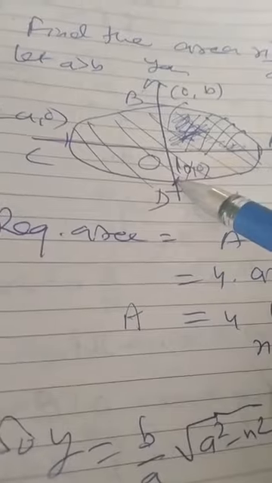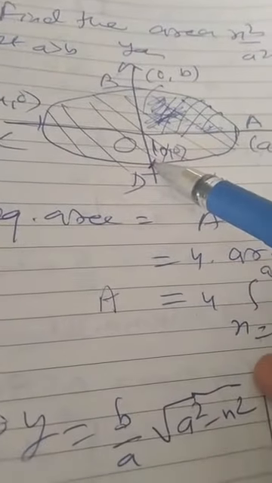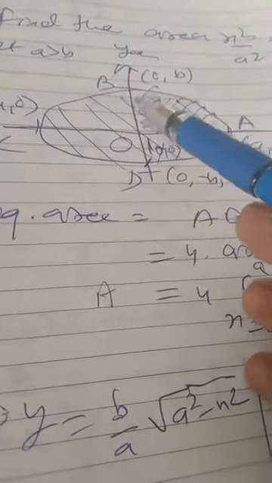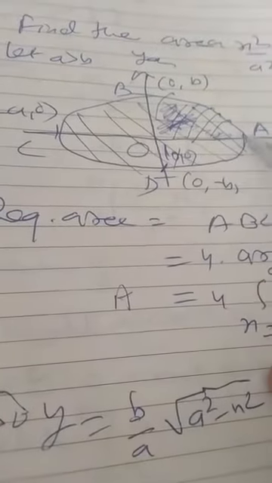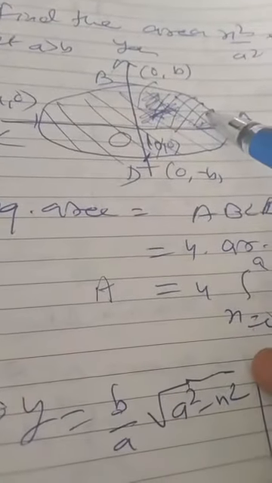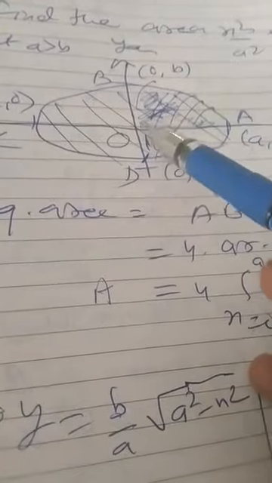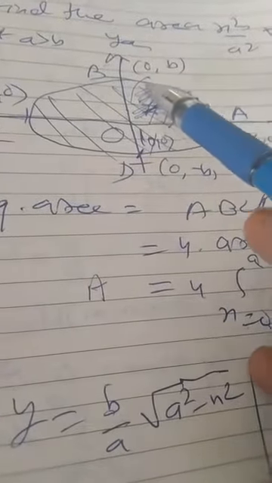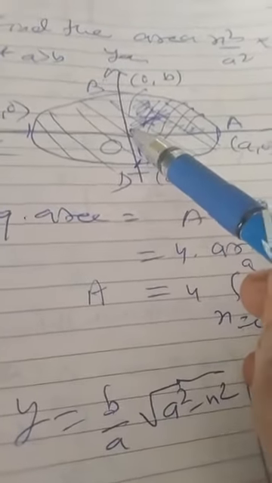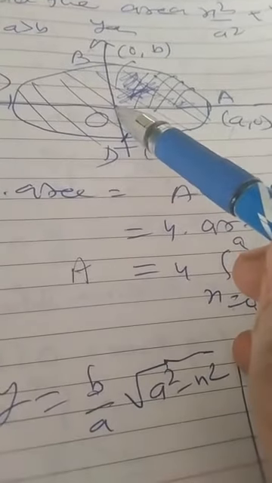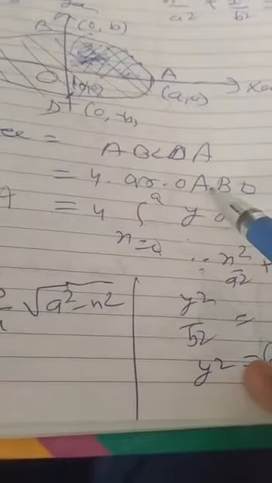That is in class 11th. So we want to find their area. Required area is ABCDA. It is to be calculated as 4 times one of the areas. If we calculate that area and take 4 times it, that is the total area. So that will be 4 times the area of OABO.